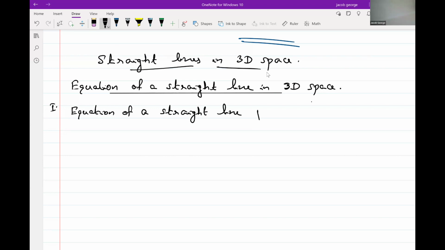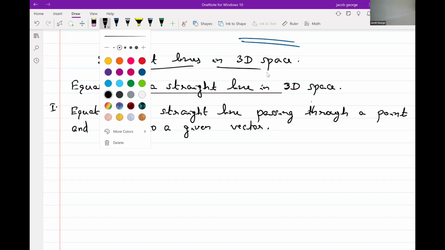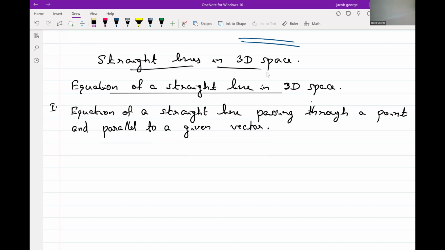Equation of a straight line passing through a point and parallel to a given vector. Please write: equation of a straight line passing through a point and parallel to a given vector.